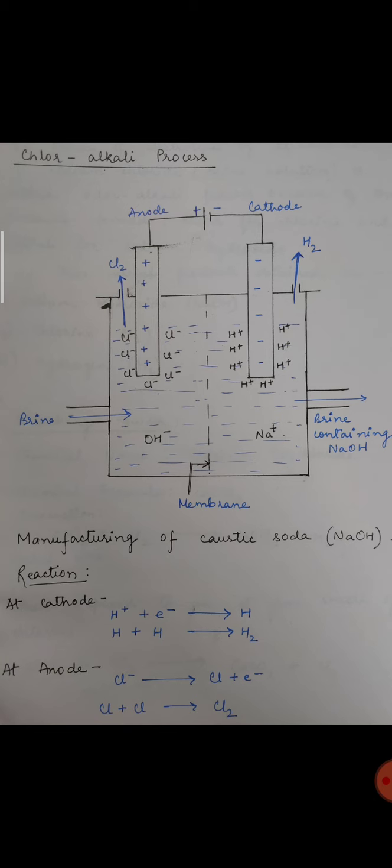Now at the anode you can see that chloride ions are surrounding the anode. So chloride ions, as they have excess electrons, that is why the chloride ion is a negative ion, and the anode is deficient of electrons. So the chloride ion will give its electron to the anode because it is deficient of electrons. When chloride gives its electron to the anode, it forms a chlorine atom, and when two chlorine atoms combine, they form a chlorine molecule, which is released in the form of chlorine gas, and that is how chlorine gas is liberated at the anode.